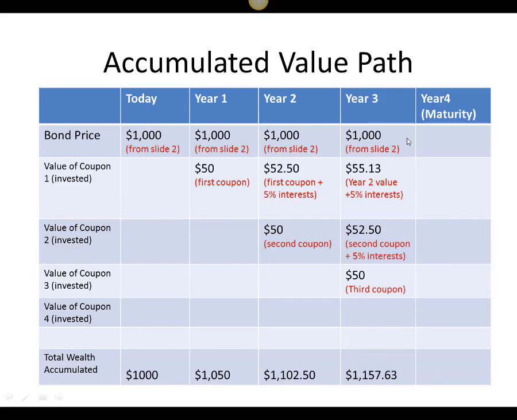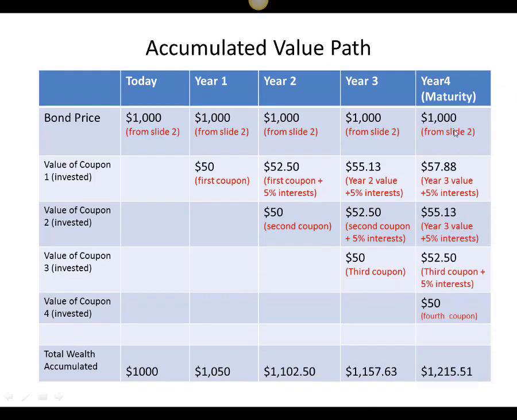So let's see what happens if we continue this process in year 3. We could sell the bond still for $1,000. This original coupon has earned 2 years of interest at 5%, so its accumulated value is now $55.13. The second coupon has earned 1 year of interest at 5%, so its value is now $52.50, and then you receive the third coupon. If you sold the bond in year 3, you would have accumulated a wealth of $1,157.63.